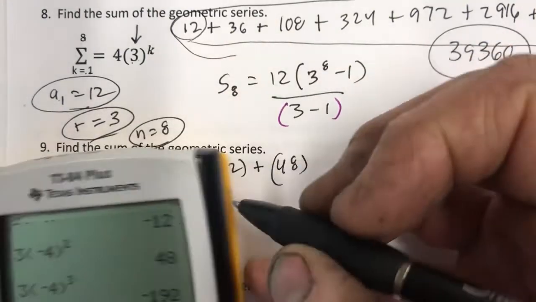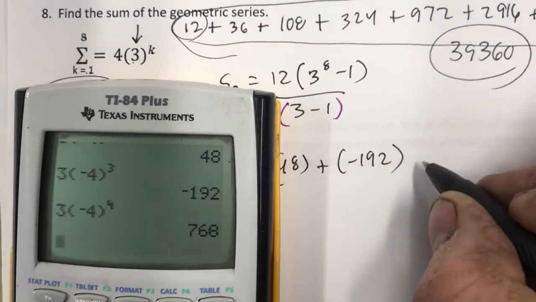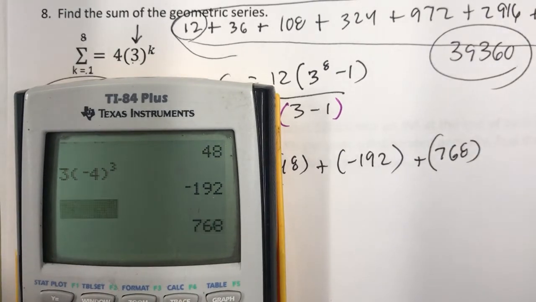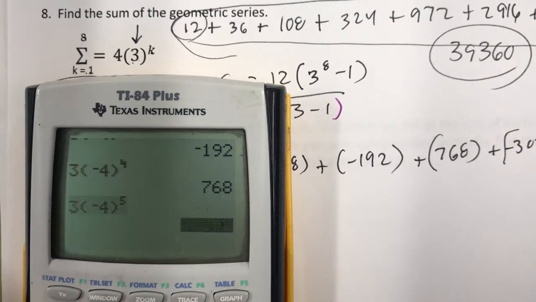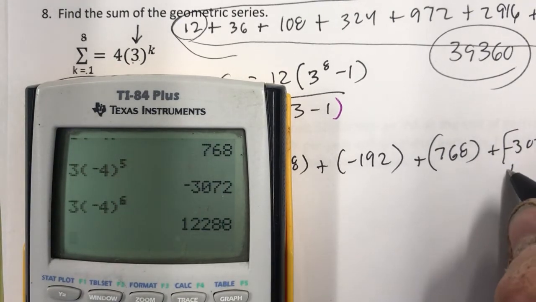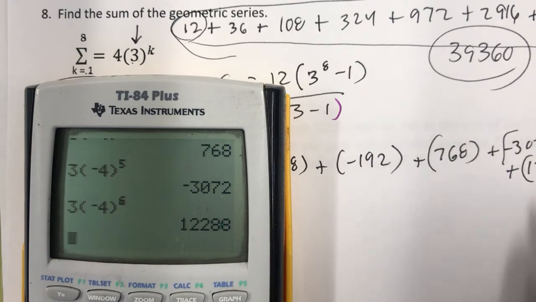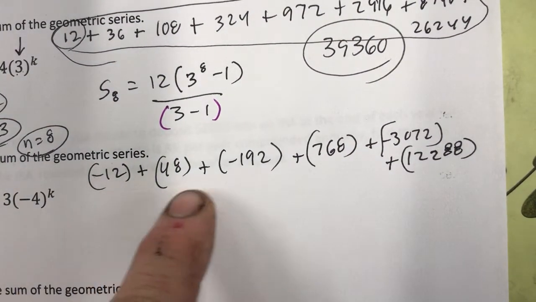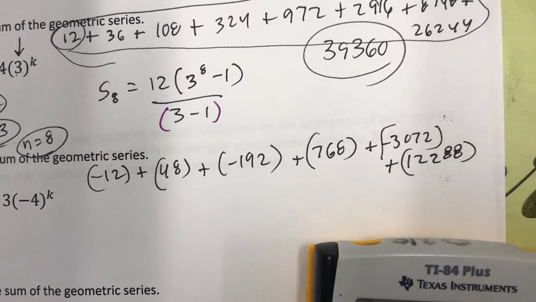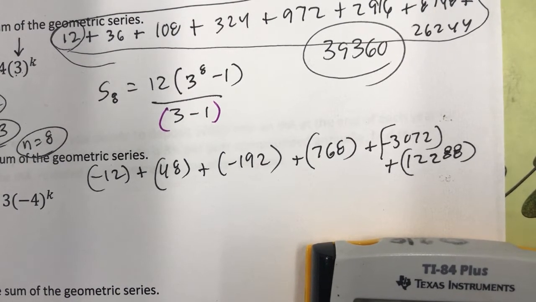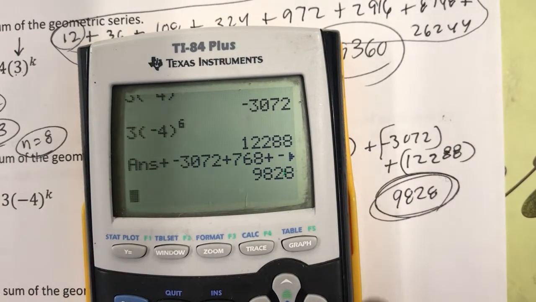Now you don't have to do it this way. I'm just doing it to show you that it does work out. This is 768. Negative 3072. And then one more. I'll write down here. All right, so there's my 6 numbers. I'm going to add them. So let's punch them in here. So there's what I get, 9828. That's the sum I get.